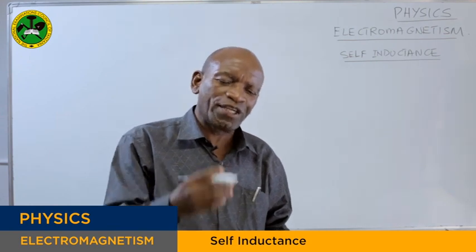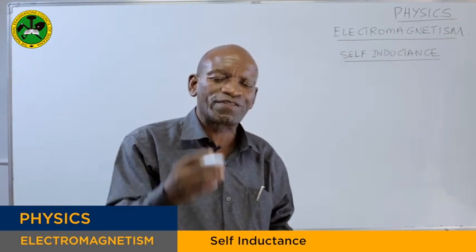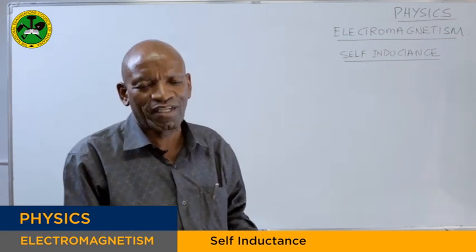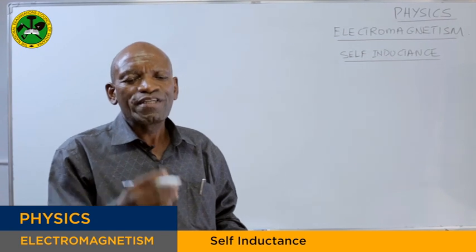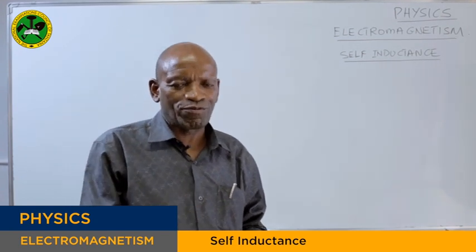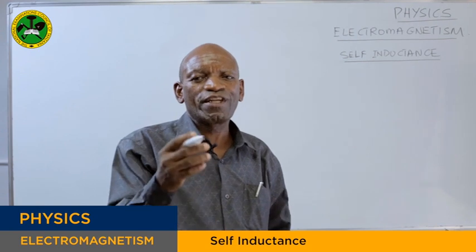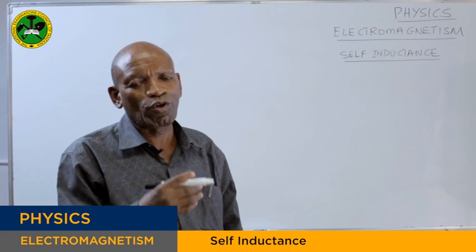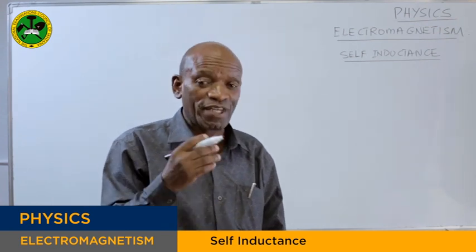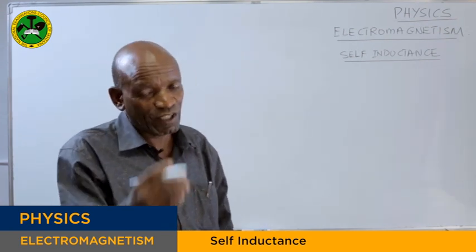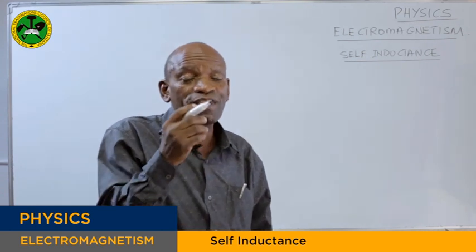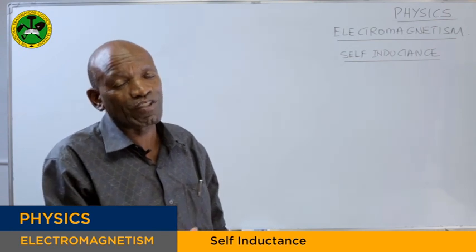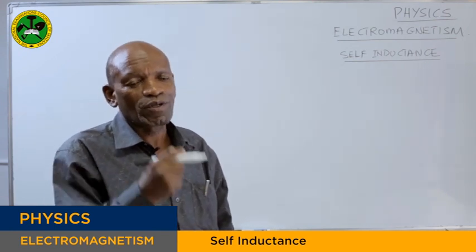This EMF, which is produced within the same coil due to the variation of the current flowing through it, is called the self-induced EMF. Because it flows in the opposite direction, sometimes we call it a back EMF. From Lenz's law, this back EMF, or self-induced EMF, resists the growth of the current flowing within the same coil.